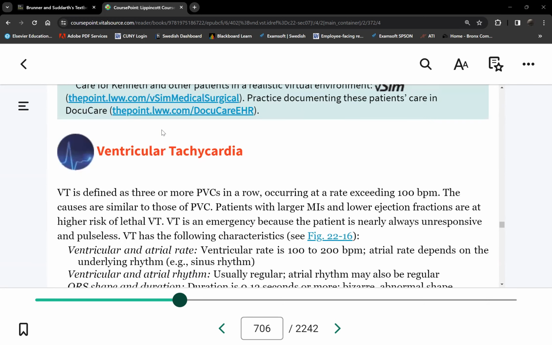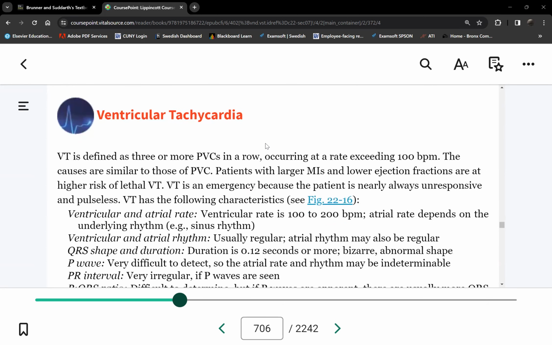As already mentioned, this is the more serious complication. We don't want multiple PVCs in a row. So if they do occur, then we start to worry, depending again on whether it's sustained or not. If they're short bursts, we call them paroxysmal.